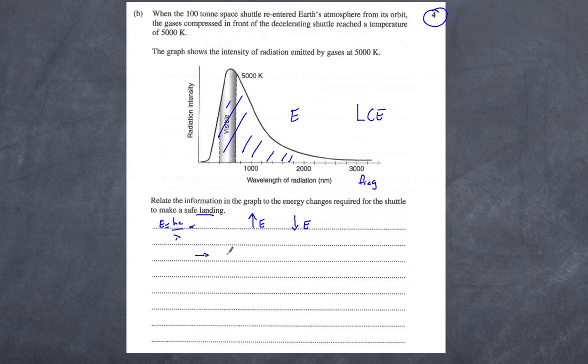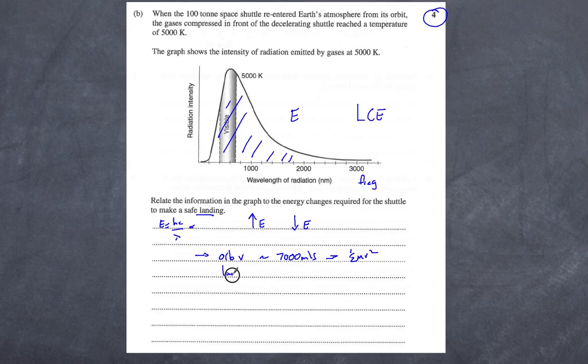So first of all, when a shuttle is in orbit, its orbital velocity may be of the order of around 7,000 meters per second, and so therefore its kinetic energy can be worked out, if you wanted to do so, by equal to half mv squared. It'll be quite a large value.